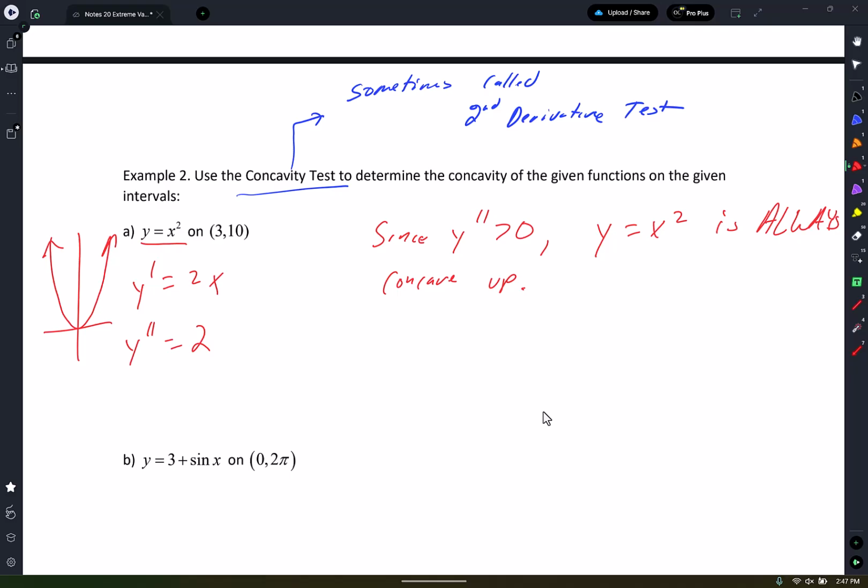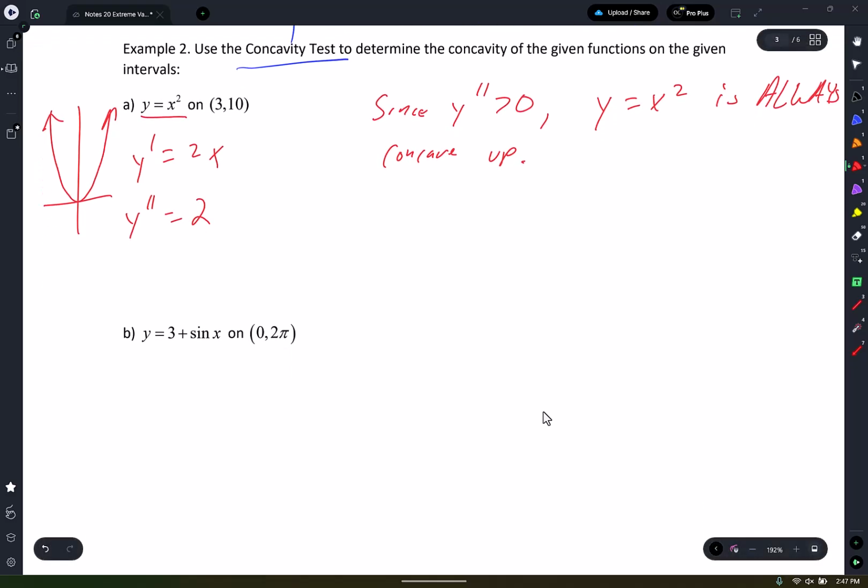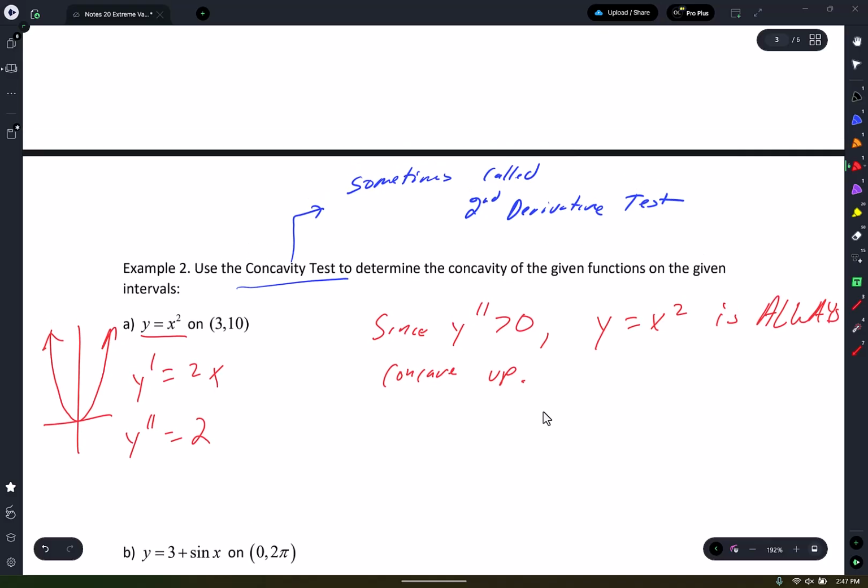Yay or nay? Perfect. 3 plus sine x. Look, what's up? So we don't use the point at all? What point? There's no point. Oh, you can say that. It's always concave up. Well, that's fine. Maybe I should have said it's concave up on 3 to 10. But look, it's always concave up. It doesn't matter what my domain is.